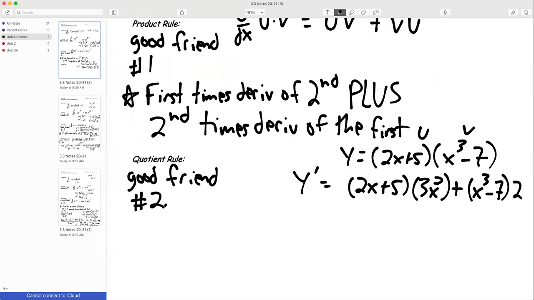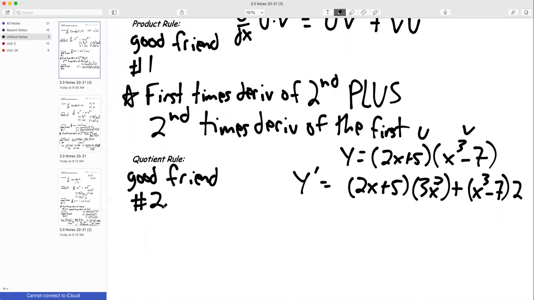The quotient rule. What do I mean by quotient? I'm dividing. Okay? Put your pencils and or writing utensils down for a second, and repeat after me.